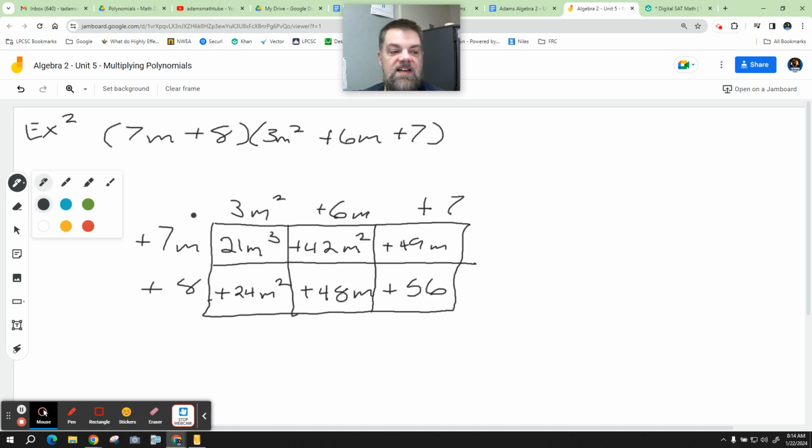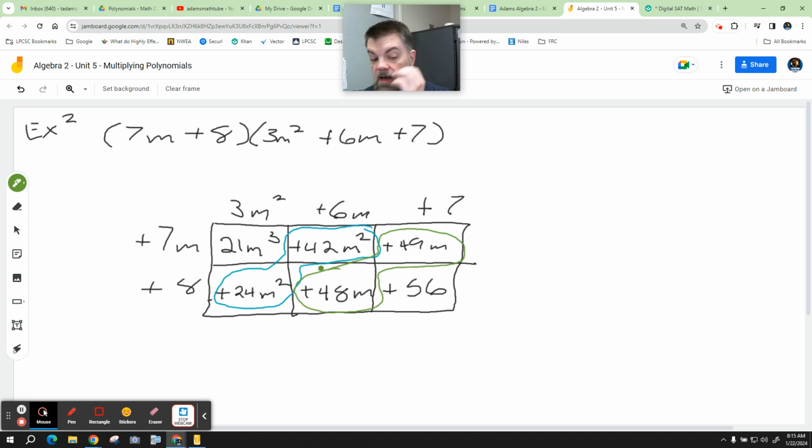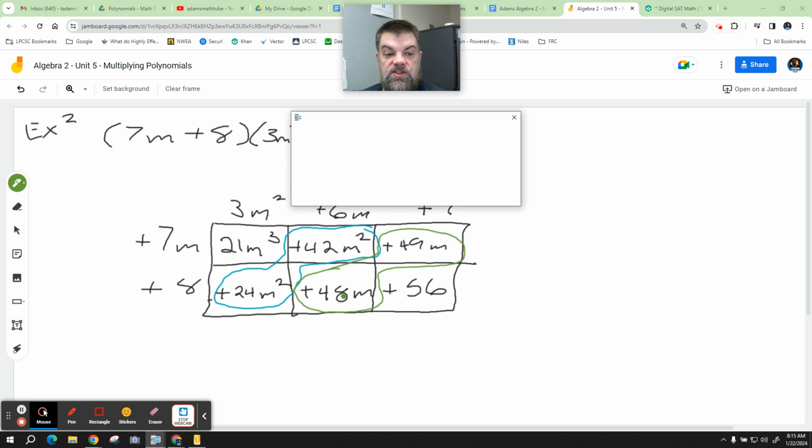Now, one thing you could do is save yourself a step. Remember, Mr. Adams said that the diagonals are like terms. So I've got these two here. Those are like terms. In other words, they're both m squared. And then I've got these terms here. These are also like terms. They're m. Okay. So I could kind of skip a step. I know you guys like to skip steps. So I could literally skip a step by just adding them up.